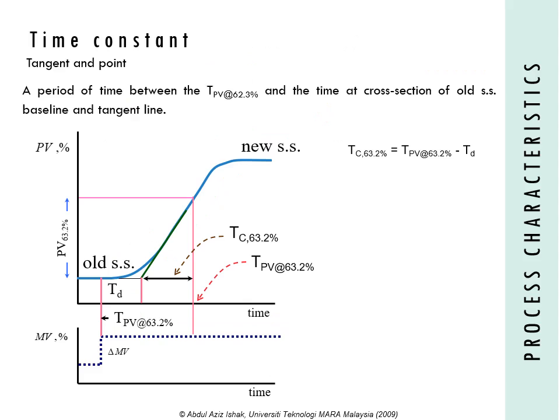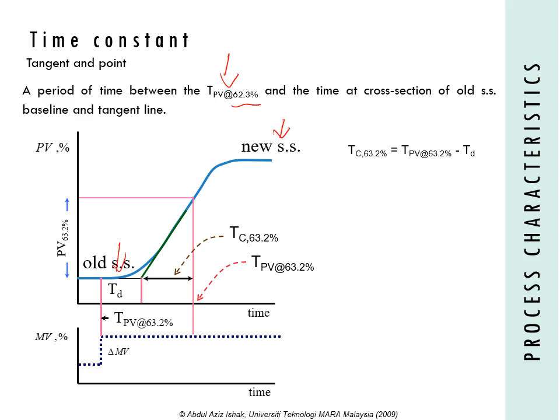By definition, time constant is the period of time between the time at PV at 63.2% and the time at the intersection of the old steady state baseline and the tangent line. Previously, you have been introduced to the old steady state baseline. So this is the old steady state baseline. This is the new steady state baseline.